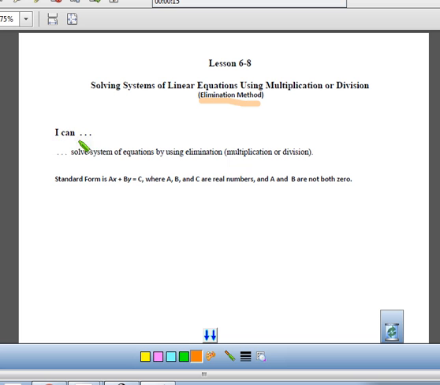So let's take a look at the learning target. I can solve systems of equations using elimination. We've already seen elimination from our last lesson, so what is different about this is that we're going to be using multiplication or division to help us achieve this.